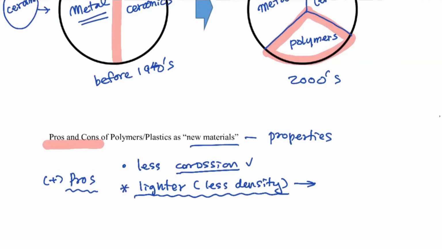Somebody said cheaper. Yeah, okay, cheaper. Cheaper can also be true, but I think the metals can be cheaper as well, but certainly lighter is the big portion. And somebody said more flexible. That's also actually important. Flexible.